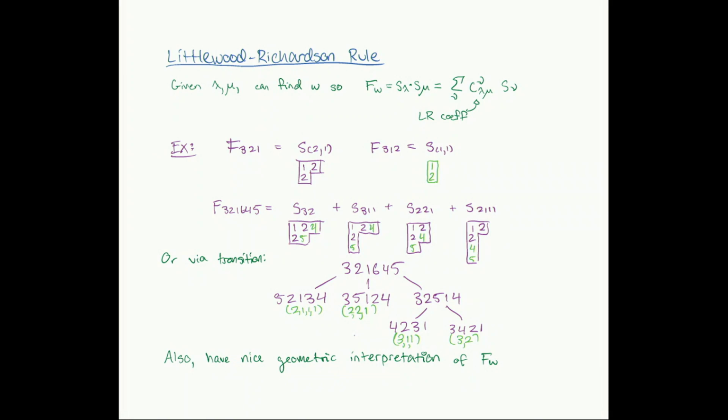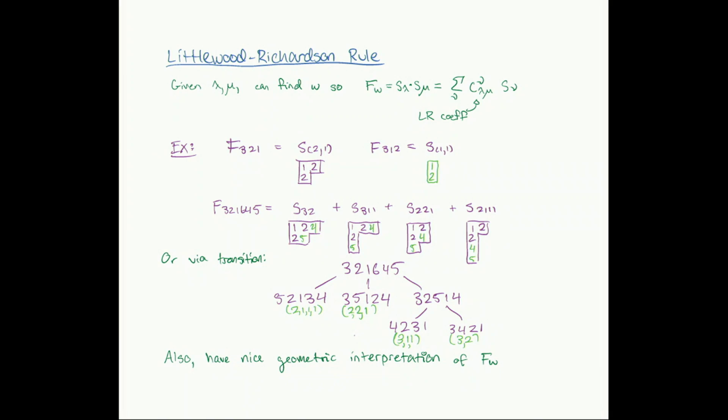And so F321, the Stanley symmetric function, is just the Schur function of shape 2, 1, because this is the only such tableau whose reading word is a reduced word for this permutation. Likewise, for F312, we get S11, and it's possible that my conventions are inverse from the typical ones. So if that's the case, you can transpose everything and be happier.